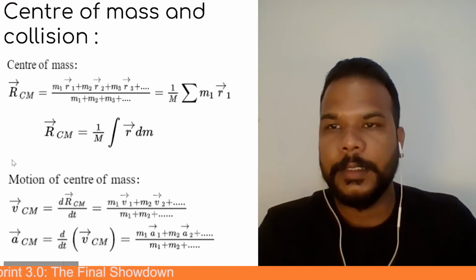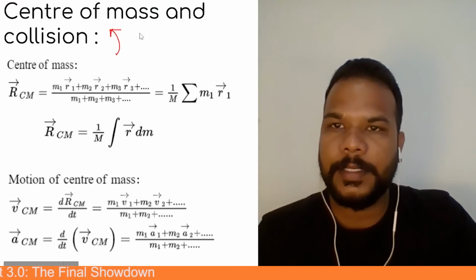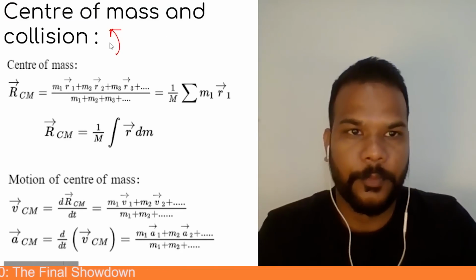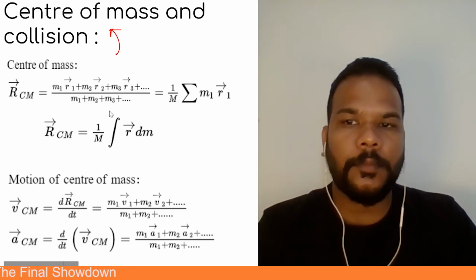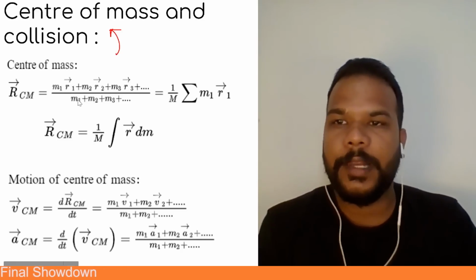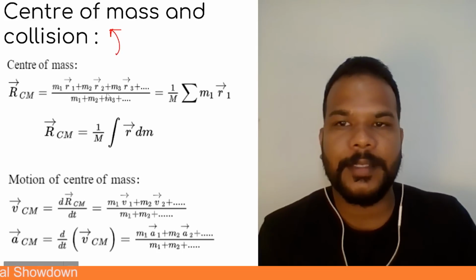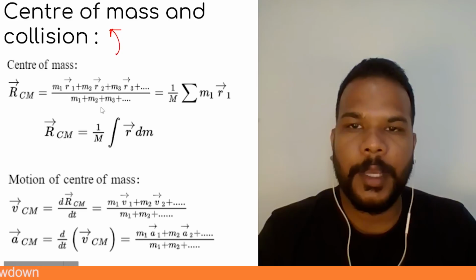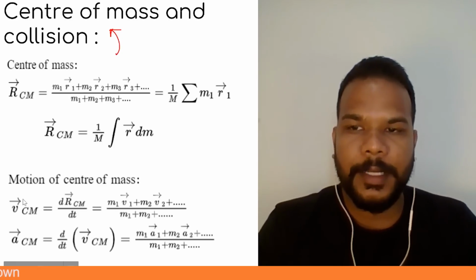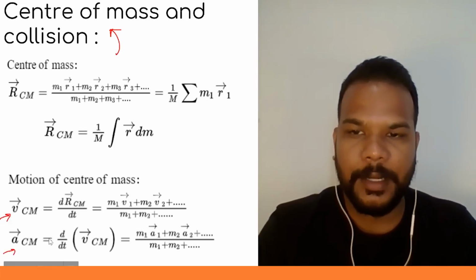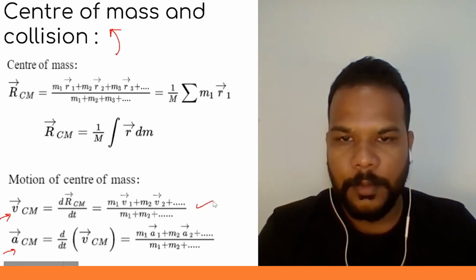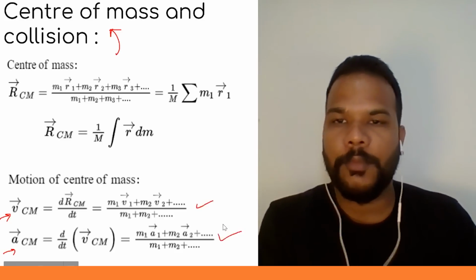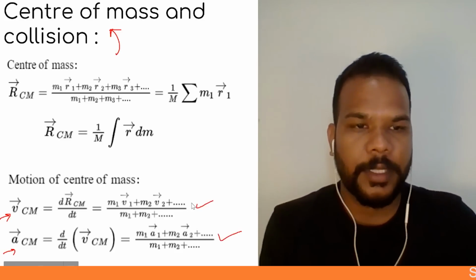Okay guys, next one, the topic is center of mass and collision. So remember how do you find the value of center of mass for a multiple particle system? m1 r1 plus m2 r2 up till mn rn divided by the total mass. And similarly, the velocity of center of mass and acceleration of center of mass can be found. You can take a screenshot if you want, guys. I'm hoping you are already aware of these things.